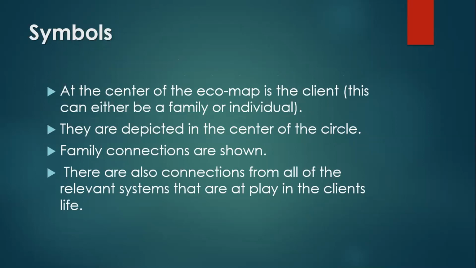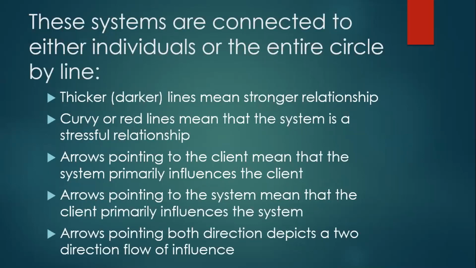So usually the symbol at the center of the eco map is the client. This can either be a family or an individual. They are depicted in the center of the circle. Family connections are shown. There are also connections from all of the relevant systems that are at play in the client's life. So later I will be showing what these relevant systems that can be pertinent in the client's life, where it can be education, social support, other family members.